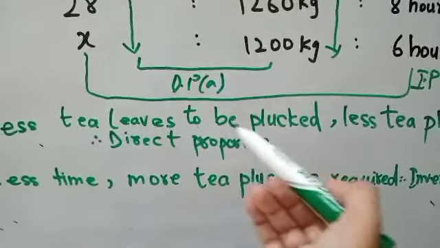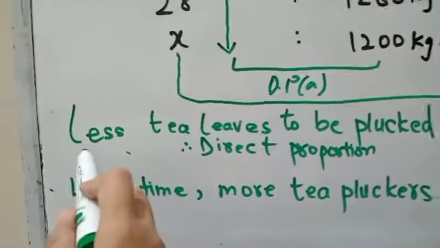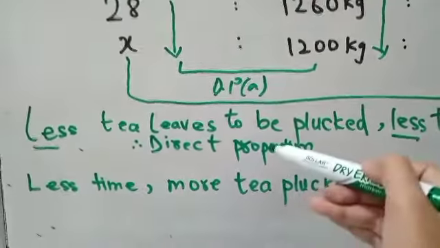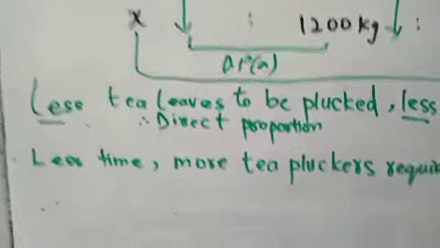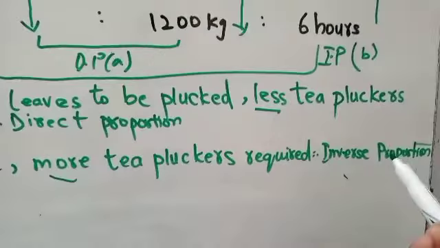Less tea leaves to be plucked, less tea pluckers will be required. So it is direct proportion. Both the quantities are less and less. So it is direct proportion. Less time, when the time is reducing, I need more tea pluckers. So one is less and one is more. So it is inversely proportion.